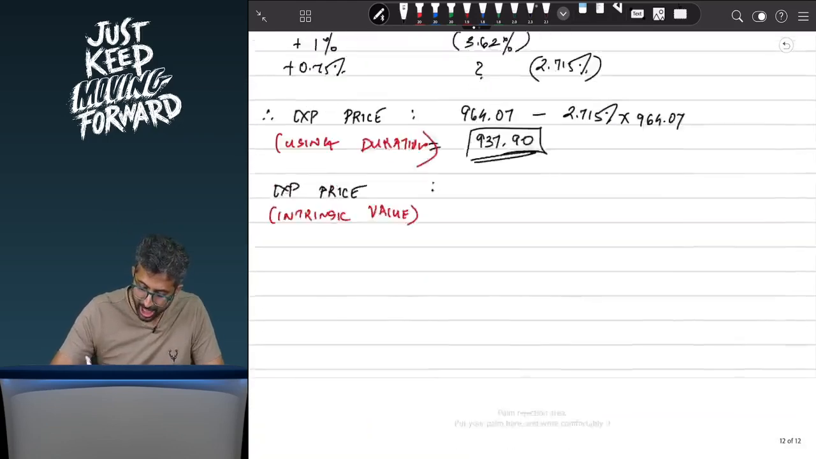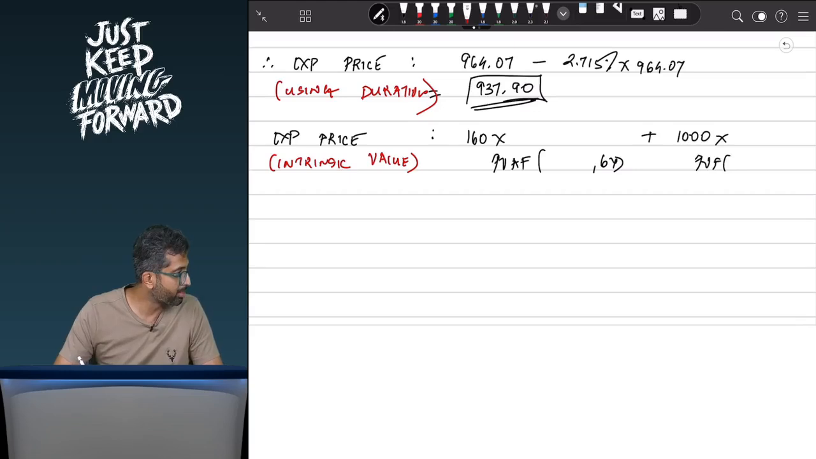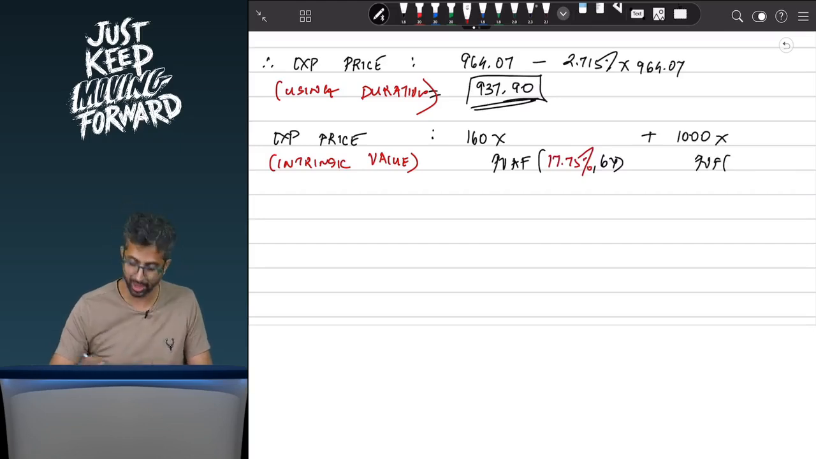That is, you will say that there will be 160 into PVAF. Tell me what will be my revised PVAF for a period of 6 years, plus 1000 into the present value factor. Again, what is my revised PVAF? Tell me the number please. What is the discount factor that I should take? Will I still take 17%? Now I'm expecting the yield to increase by 0.75%, and hence this will be 17.75%.